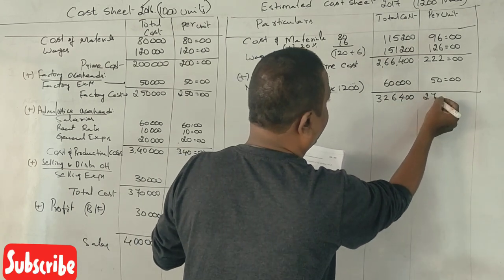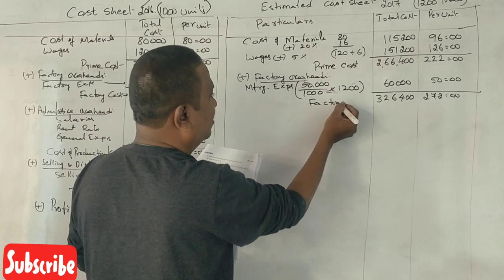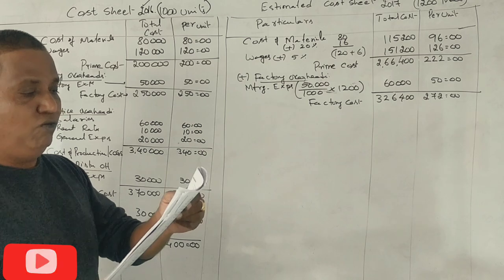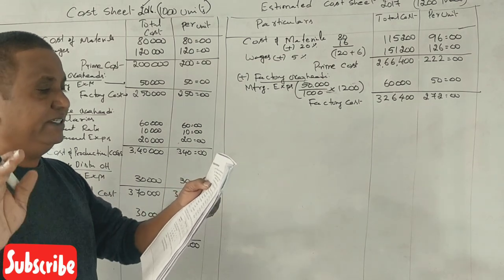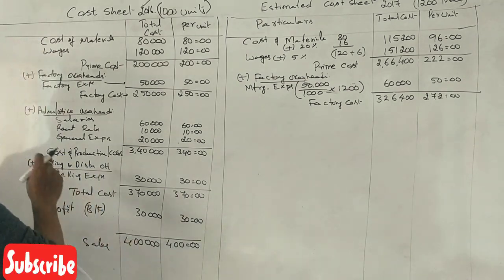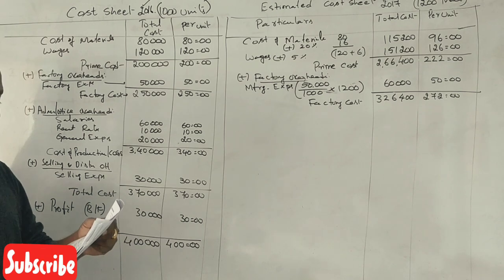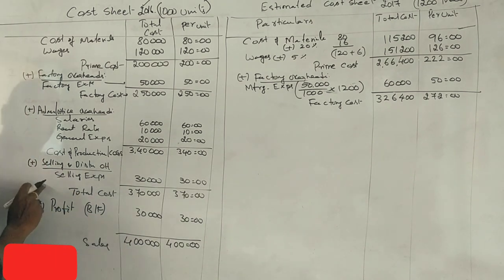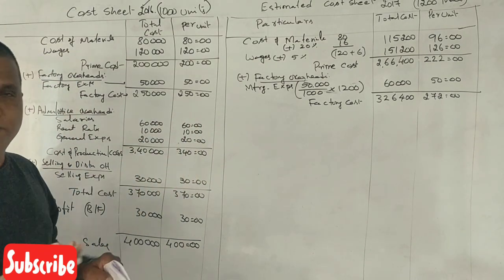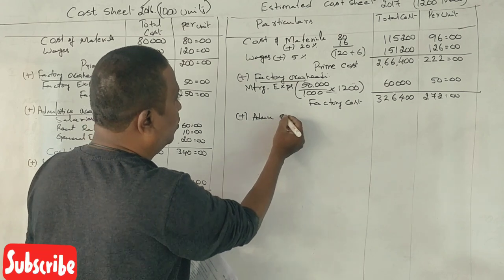3,26,400. And this is 272 rupees. This is what we call factory cost. Right, sir? See, one more point is given. Other expenses will remain unaffected by rise in output. Other expenses means what? Administration expenses. Selling expenses per unit come after the administration. After factory, what should we take? Administration overheads.